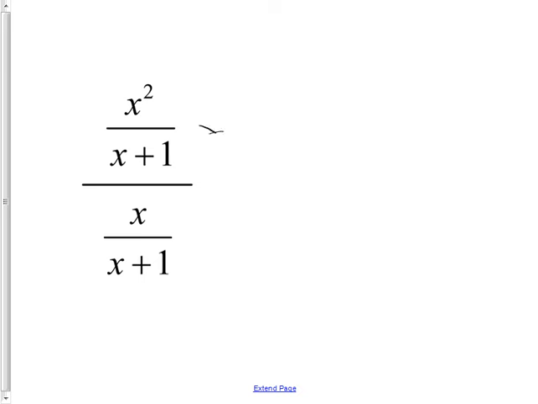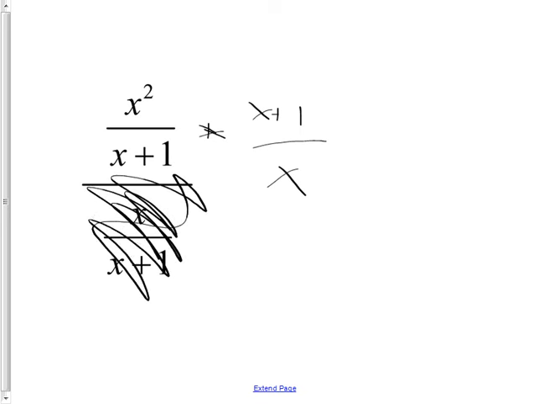Here's why. I'm going to change this to times. Flip it. See how I flipped the bottom? And now see what cancels? X squared over x would change, it's like x times x over x. One of them cancels. Final answer, x. X over 1 would be fine, but x is better. All right.